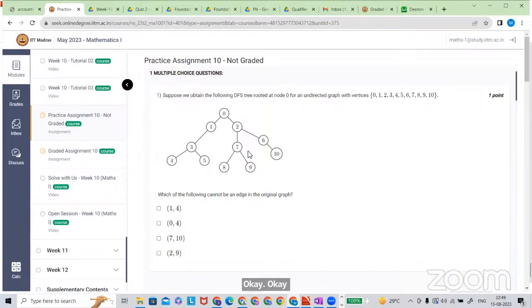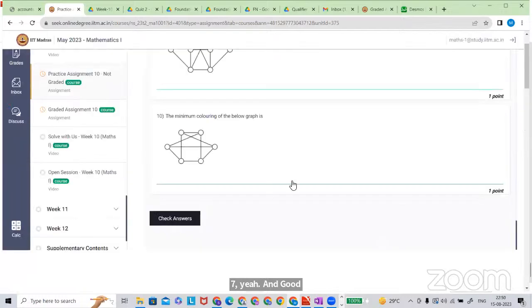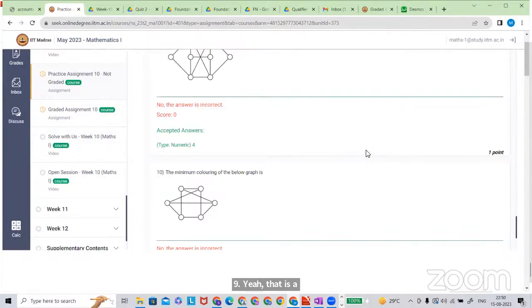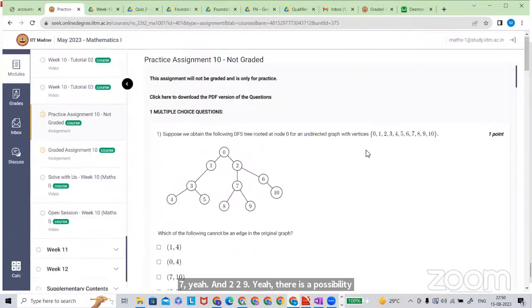Sir, except 7 and 10, all the options will be right, no, sir, for this question? I have to check 1, 4. Yeah, there could be 0, 4. Yeah, there is a possibility. 7, 10, sir, there is no possibility. And 2, 9, there is a possibility. So which option is going to be correct for this one? 7, 10 only. Only 7, 10, no? Yes, sir.